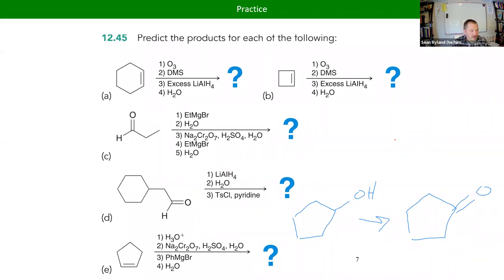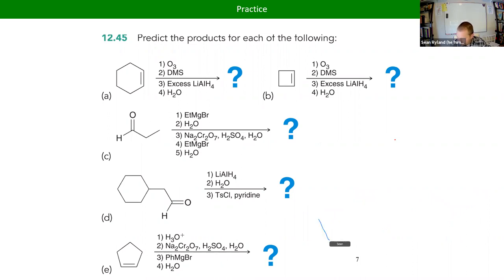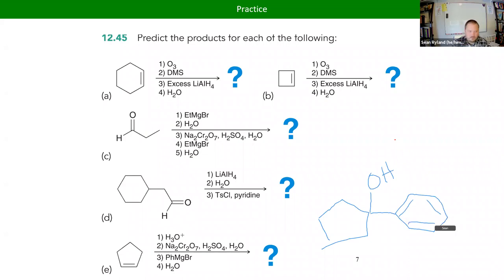All right, and then we have another Grignard reagent followed by water. And it's a phenyl magnesium bromide. So we're going to attach a benzene ring to the same carbon that has the carbonyl. And I'm going to clear all this so that I can fit everything. So we're doing our carbonyl, turning it to an alcohol once again, and attaching a phenyl group there.